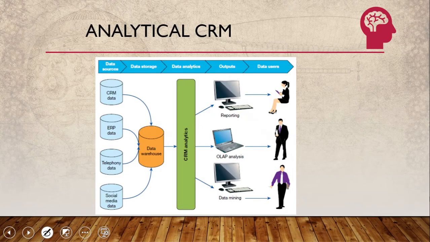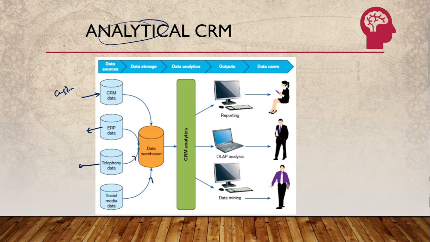If you see this overall picture of how the analytical CRM works: first the CRM data, which is the customer data, and then the enterprise data, and then the telephone data and the social media data. Some of this data is with the company, and some can be taken from the telephone data and the social media data. All this data we are storing in a place which we call a data warehouse. We have discussed the data warehouse in our previous video. A data warehouse is a place where all the data is stored.